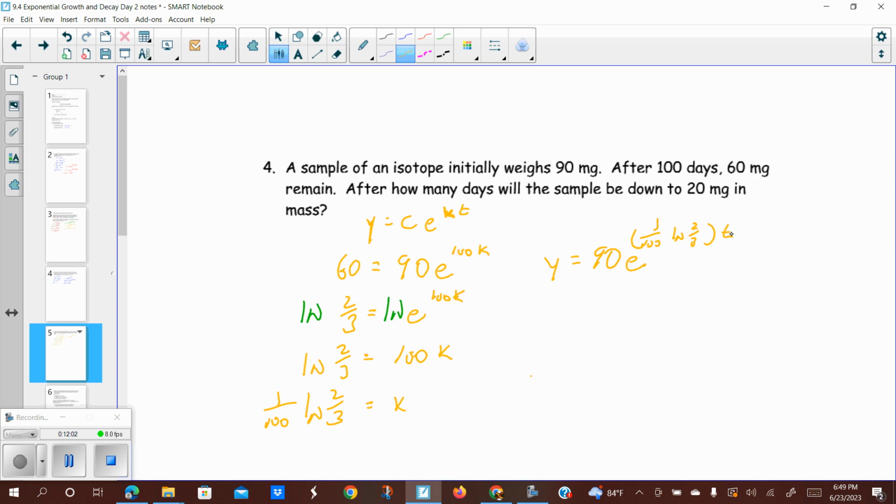It says after how many days, so it's asking us about time. We need to solve for the time. Will we be down to 20 milligrams? So we'll plug a 20 in for y.